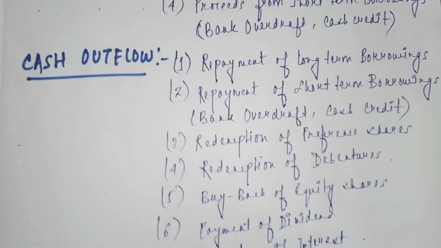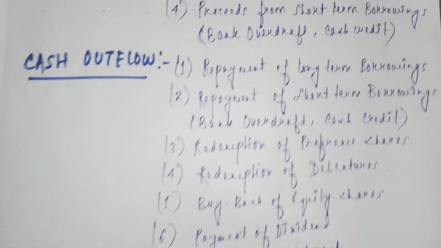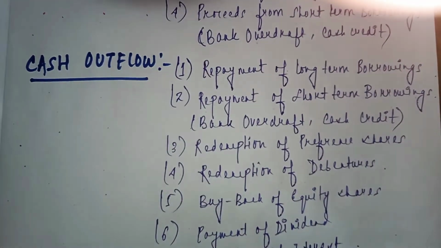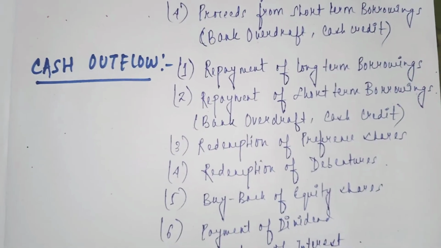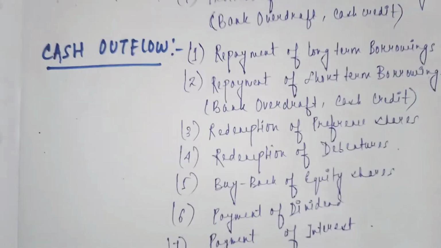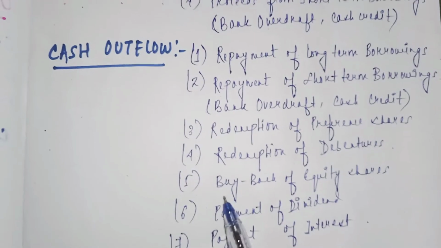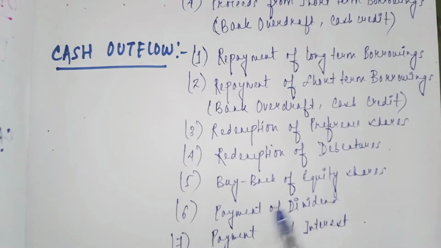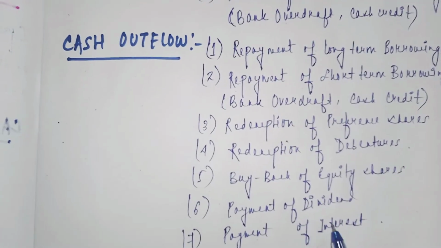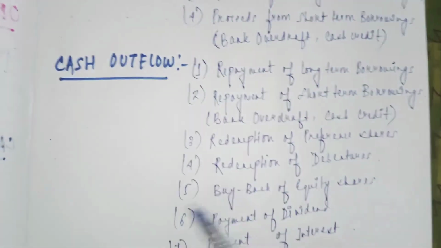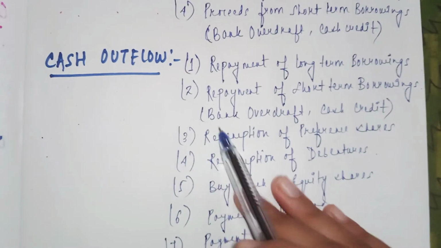Now, what are the cash outflows? Here, the cash outflows are the repayment of long-term borrowings, repayment of short-term borrowings. Now, the borrowings can be the bank overdraft or a cash credit, redemption of preference shares, redemption of debentures, buyback of equity shares, payment of dividend, and payment of interest. Now, let me make you understand what this outflow means.